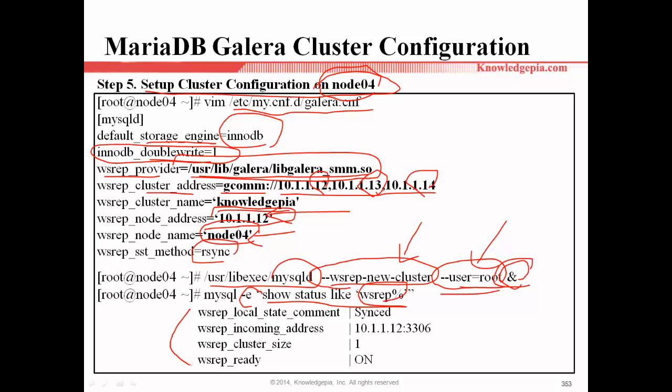Then you will see many kinds of output. Especially among this output, you need to check this one. Synced, meaning synchronized, and the incoming address, which is the MariaDB IP address and port number. And here, cluster size means this is a cluster service, and the node count is only one because node 4 is the first database to start as a clustering service. So number 1, wsrep ready is on.